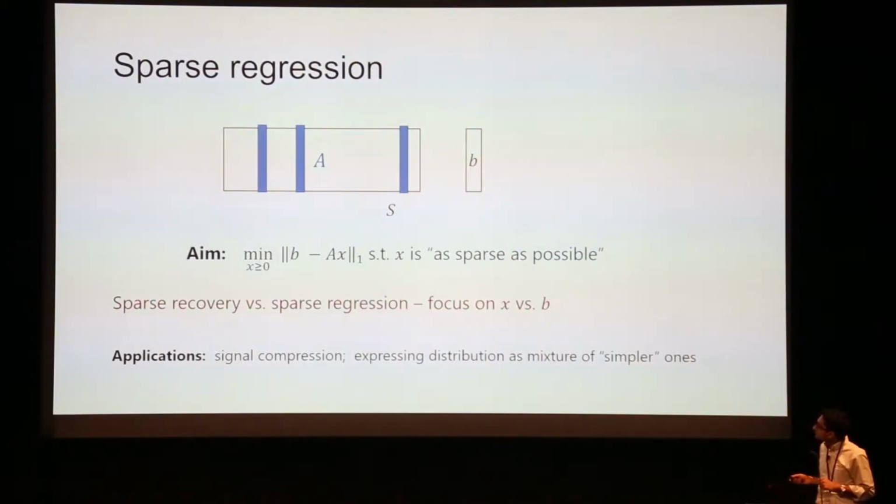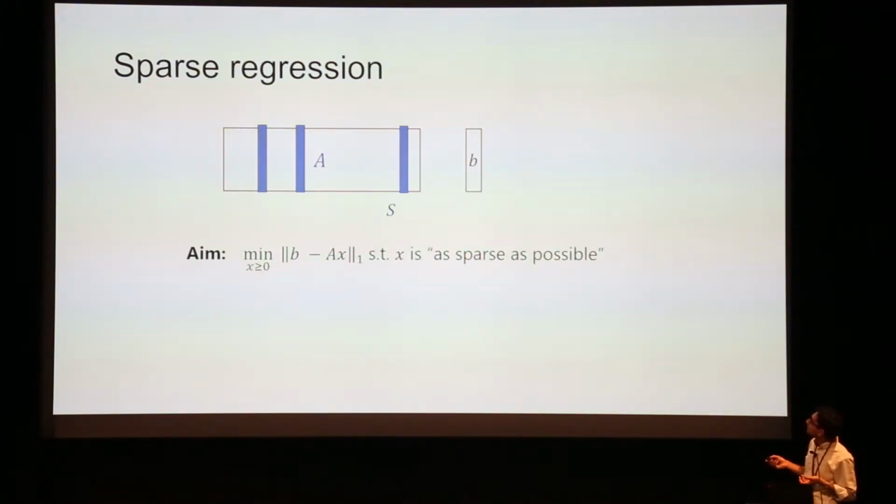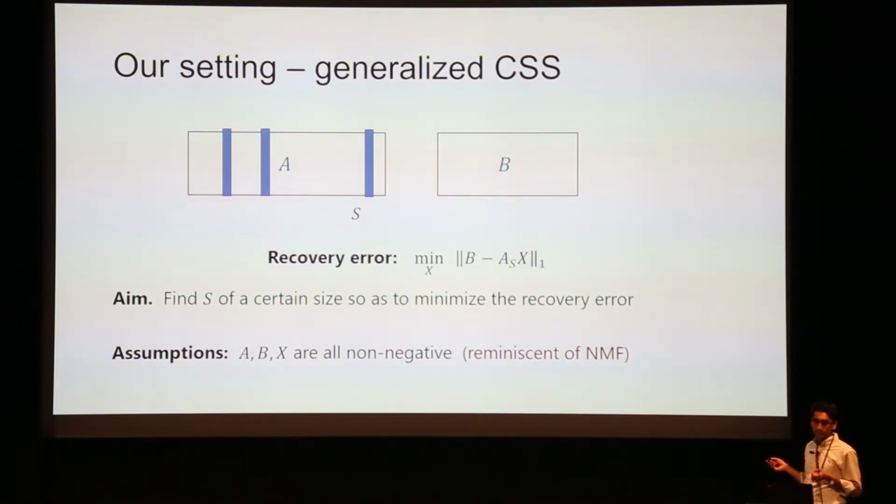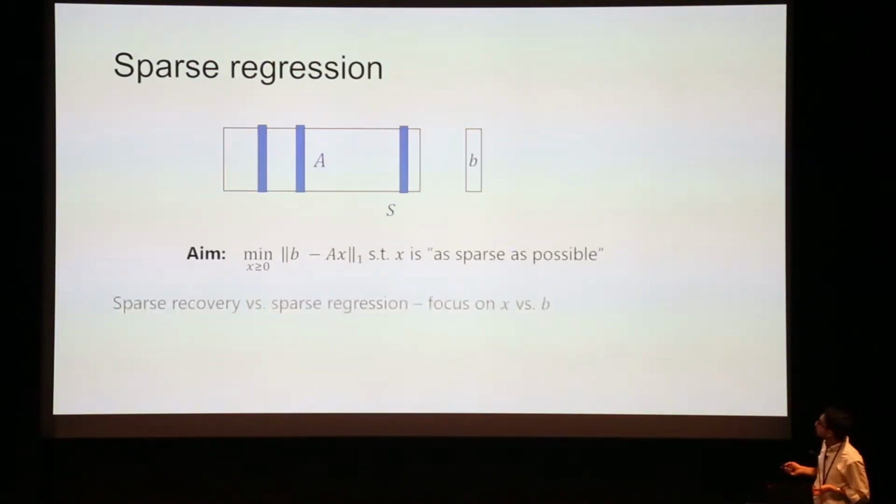Sparse regression shows up in a lot of settings. The natural obvious one is signal compression. Another more interesting setting where non-negative entries show up is, suppose you have a distribution. Think of B as encoding a distribution of sorts. You want to express this distribution as a mixture of a small number of simple distributions. These are settings in which L1 error especially shows up. So this is the problem that I want to first solve, and we'll use this to solve the more general problem of column selection. That'll be the general idea in the talk.